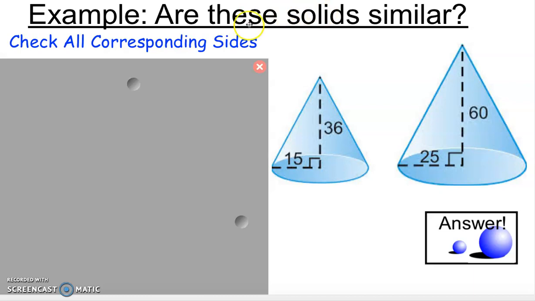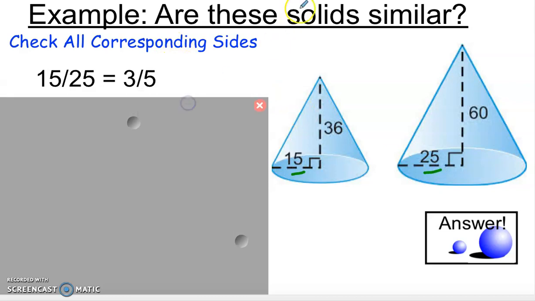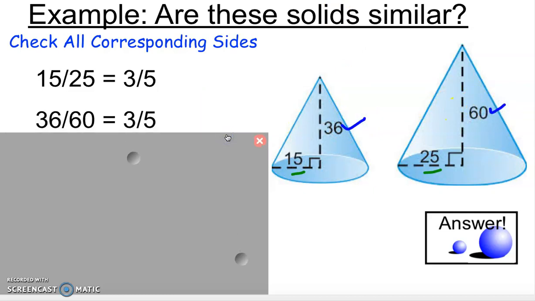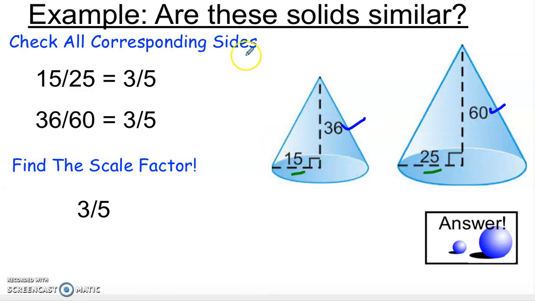So I have some cones here. I have the radius of one cone at 15 and a radius of the bigger cone at 25. I'm going to check that ratio, and 15/25 reduces to 3/5. Now I'm going to do the heights. The height is 36 here, and the height here is 60. And 36/60 also reduces to 3/5. So in this case, they reduce to the same number, and that number is my scale factor. So my scale factor is 3/5.